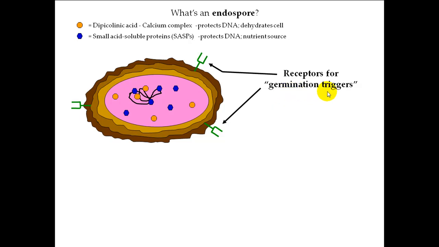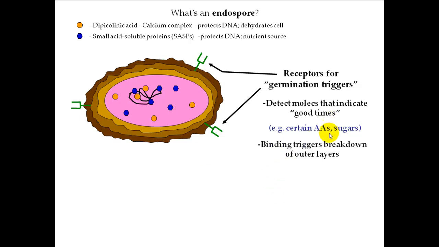And again, things that would cause this cell to germinate are molecules that would indicate that times are once again good. And so examples of molecules that would indicate good times would be amino acids and sugars, right? Because these are nutrient molecules. So if these are once again floating around in the environment, then it would be a good time to wake up for this endospore so we can start eating all of those things. All right, so again, whenever these things are available, they end up binding to these germination triggers, and that binding basically tells this endospore to germinate.